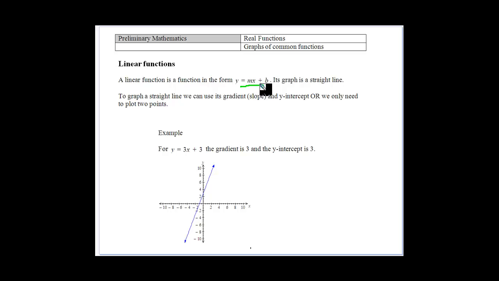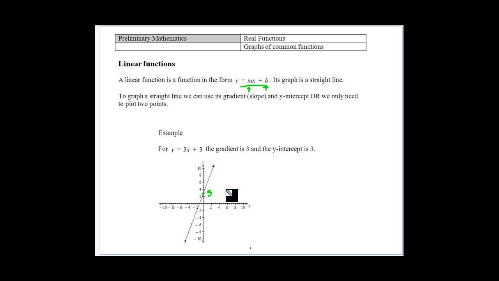But the idea is if we've got this one, this is a nice way to play with it, because we can look at the gradient of our line and our y-intercept if it's in this form, because we know m's the gradient and b is the y-intercept. So for something like 3x plus 3, the gradient's 3, the y-intercept's 3, so we draw a line that goes through 3, and it also has a gradient of 3, so for every one it goes across, it goes up 3.